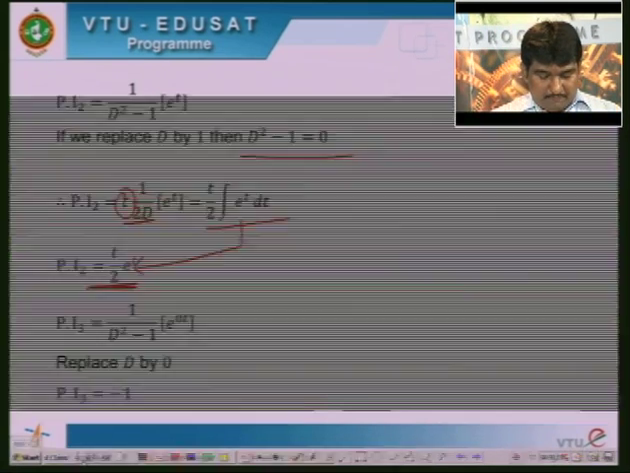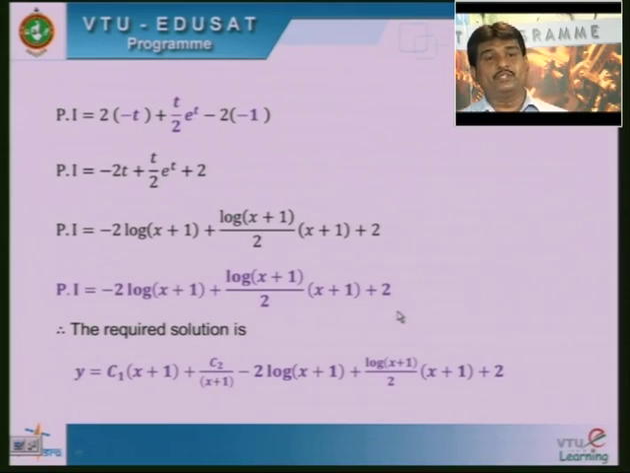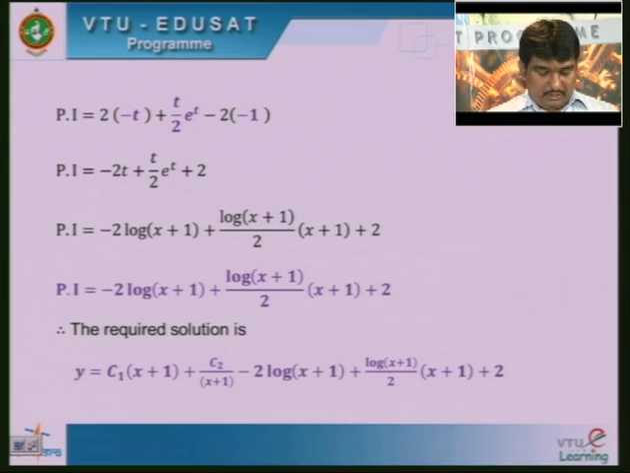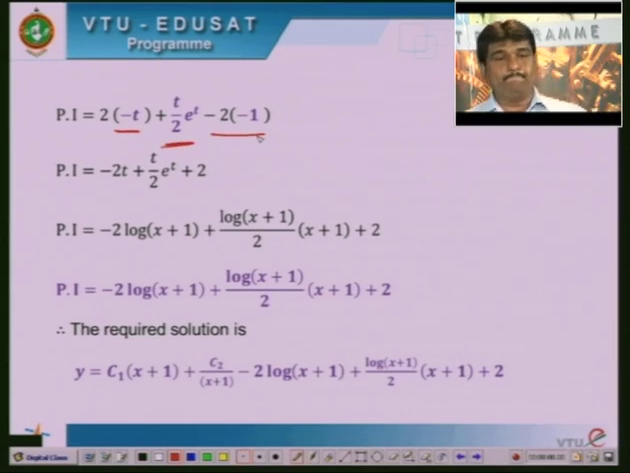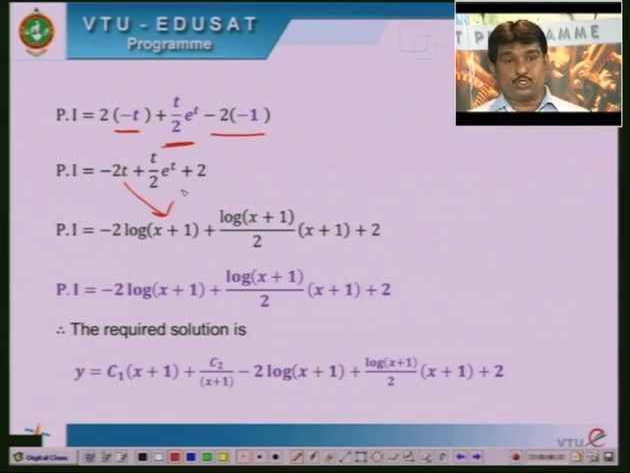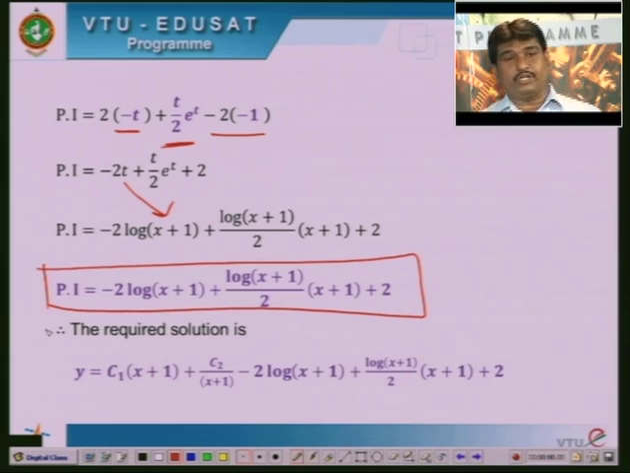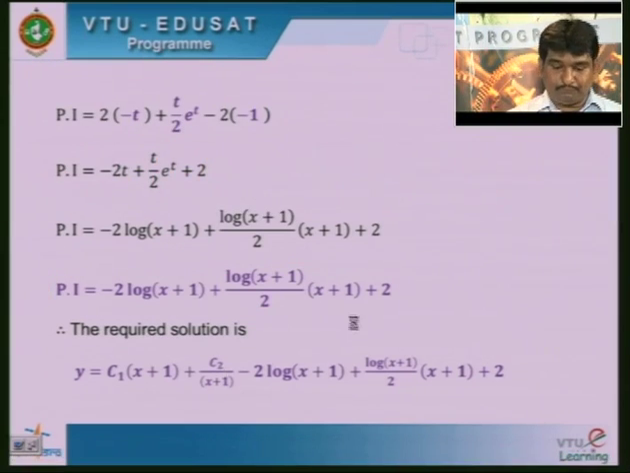Now as usual, replace D squared by D by 0 to get PI3 equals minus 1. Now the particular integral is 2 times PI1 plus PI2 minus 2 times PI3. Substitute all these things, simplify, and then convert this in terms of x using the known substitution. t is log of x plus 1, e to the power of t is x plus 1. You get PI in this fashion. So the required solution is y equals complementary function plus PI.